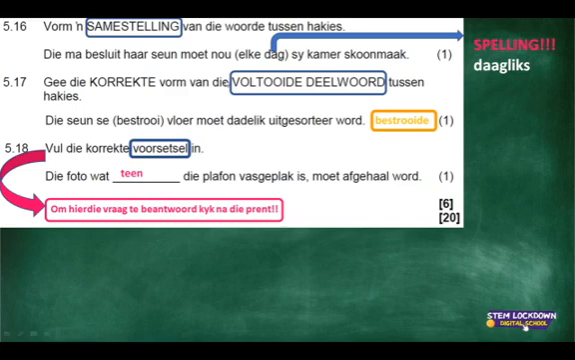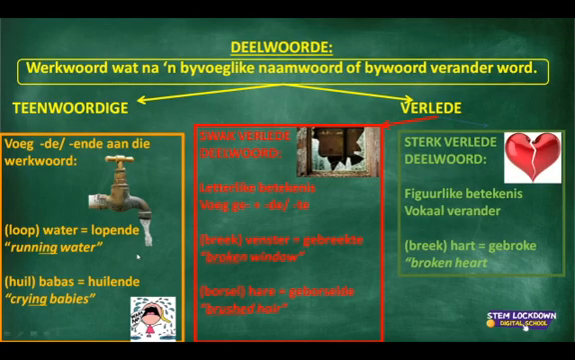Goed, so die seun se bestrooi vloer moet dadelik uitgesorteer word. But let's quickly have a look at deelwoorde. 'n Deelwoord is 'n werkwoord wat na 'n byvoeglike naamwoord of 'n bywoord verander word. So it is a verb given in brackets that you are changing into an adjective or an adverb.